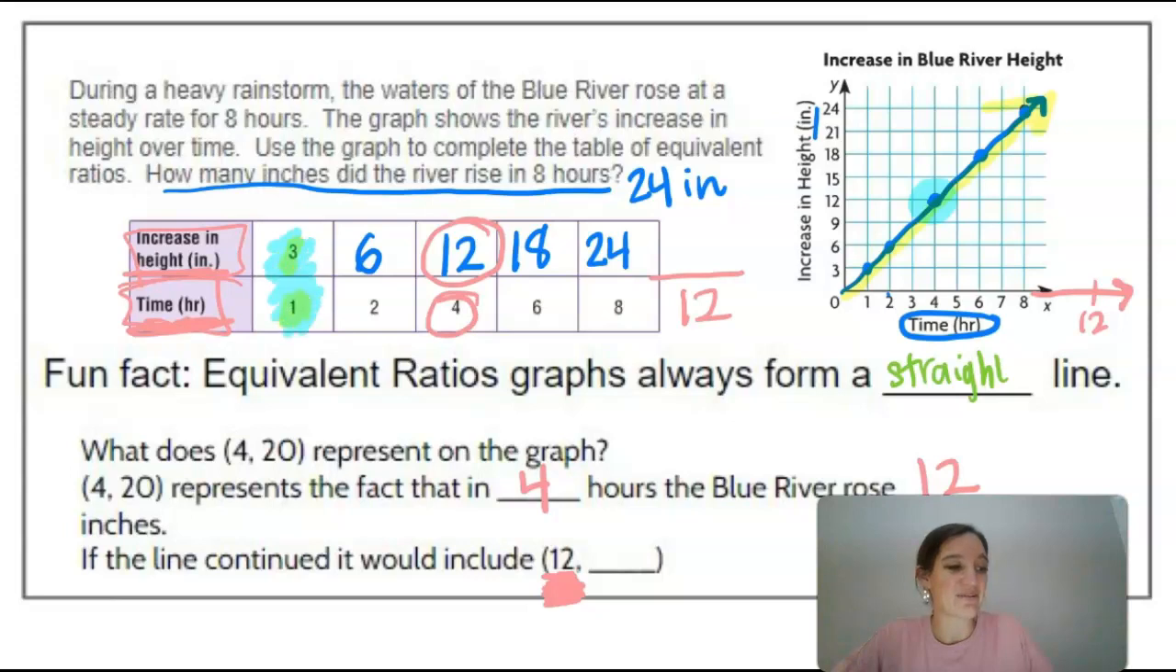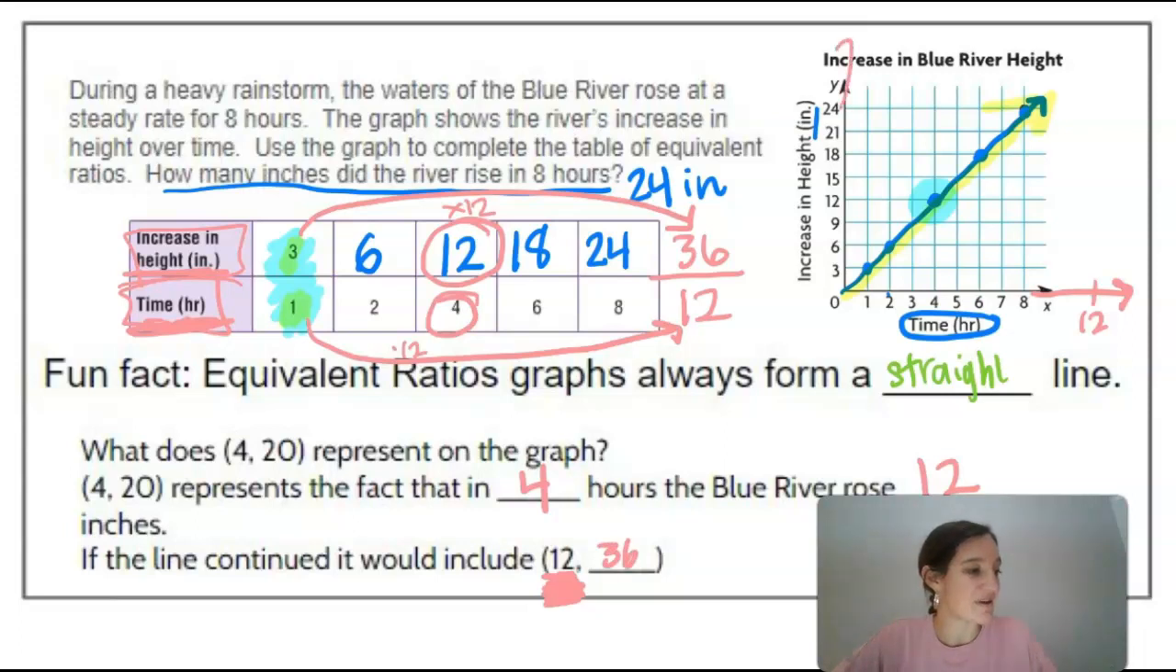It's a 3-to-1 unit rate. So if I want to go from 1 hour to 12 hours, I could just times by 12, couldn't I? So if I went 12 hours longer, then I'm going to get 12 times the amount of rain. 3 times 12 is 36. So if it continued, I would put the 12 all the way up. If this kept going to a 36, it would go at exactly that point. And my line would continue, wouldn't it?